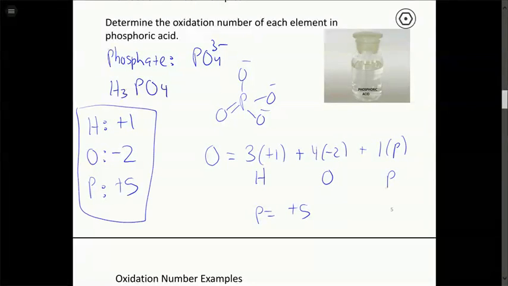Okay, so things like nitrogen, phosphorus, carbon, those tend to have variable oxidation numbers, so you're going to assign those last. Start with things like hydrogen and oxygen and fluorine, which are pretty much invariant.